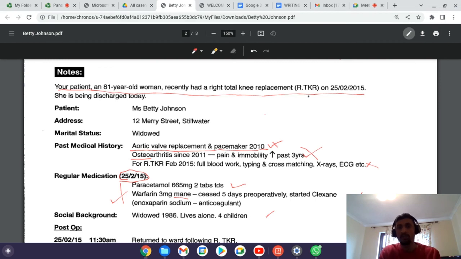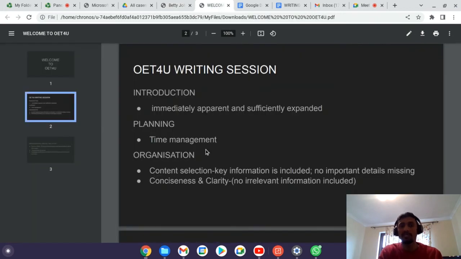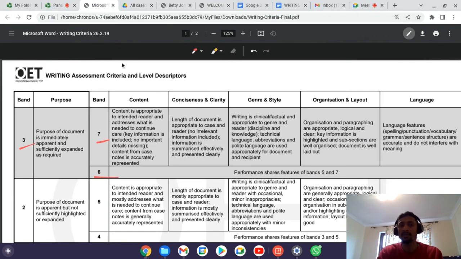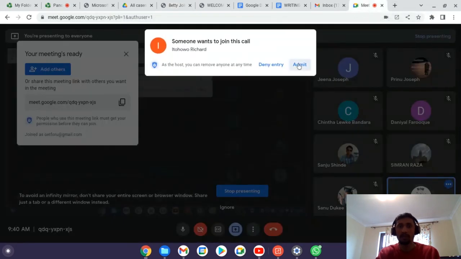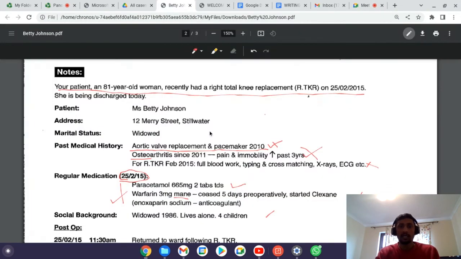Okay, so that's why we need to do an important step, that is while doing time management, the next 5 minutes after your reading time, you're going to do content selection. If you do your content selection clearly, then you will get what is in the next step in the writing assessment criteria, conciseness and clarity. That means you will get a clear picture about the letter. That means you are not going to include any unwanted information. All right, is that clear?